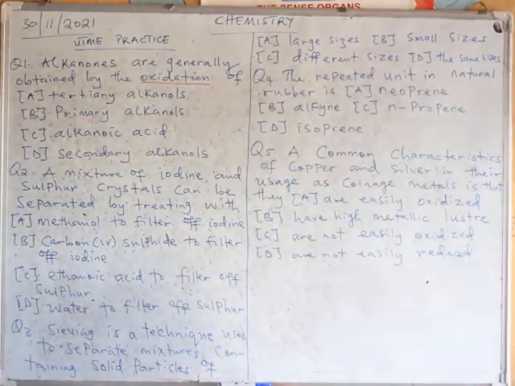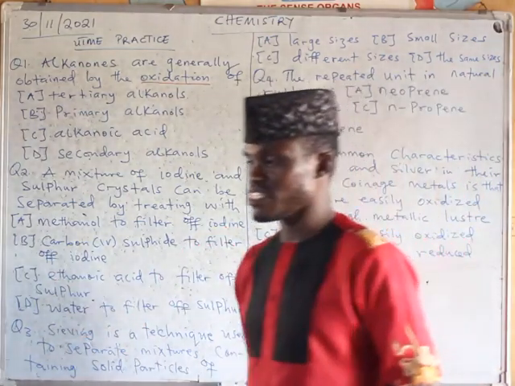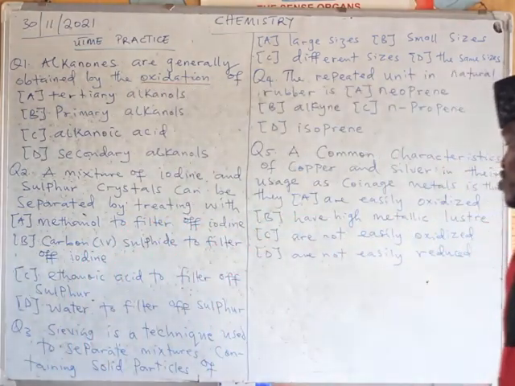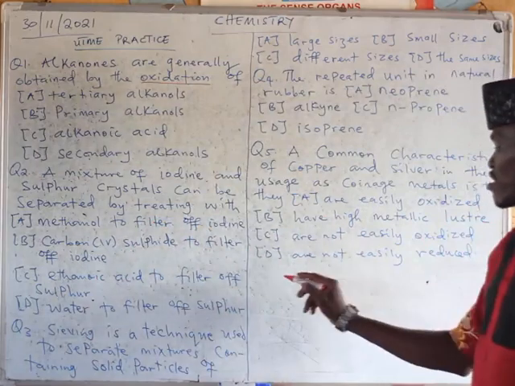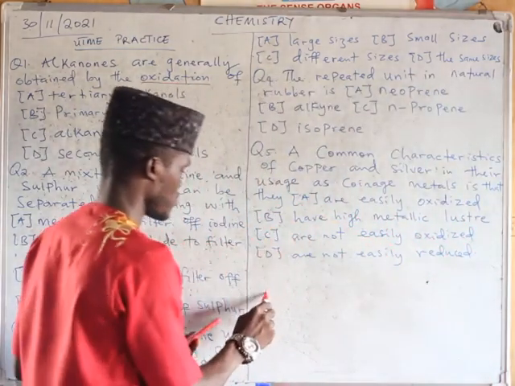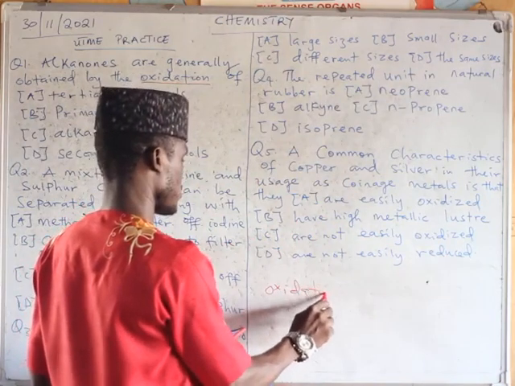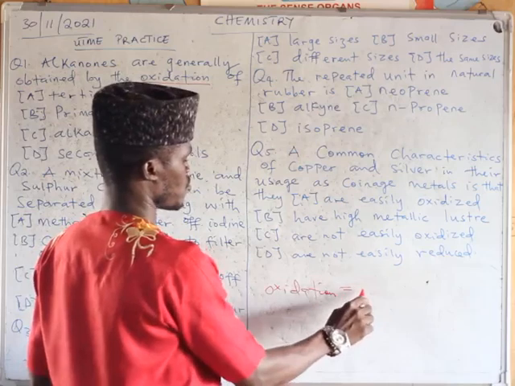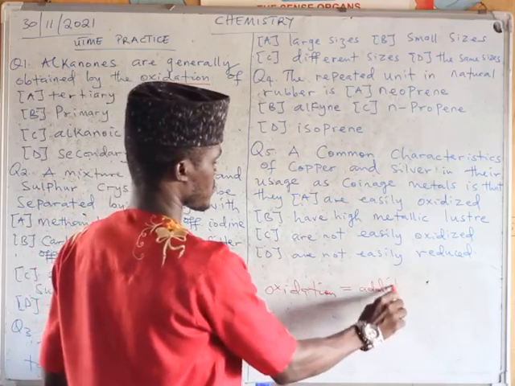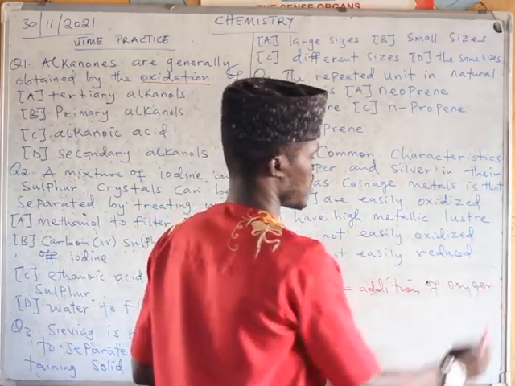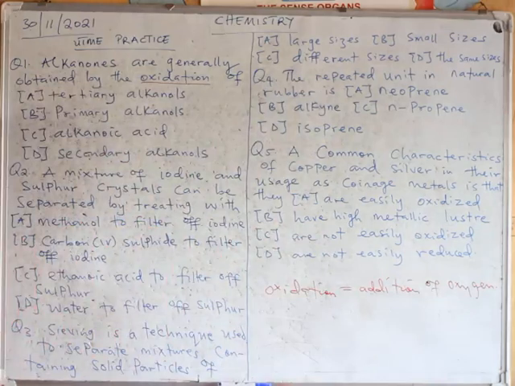When we say oxidation, it simply means addition of oxygen to a substance. Put together. Oxidation means what? Addition of oxygen to a substance. So, when we say oxidation, its simple form is equal to addition of oxygen.